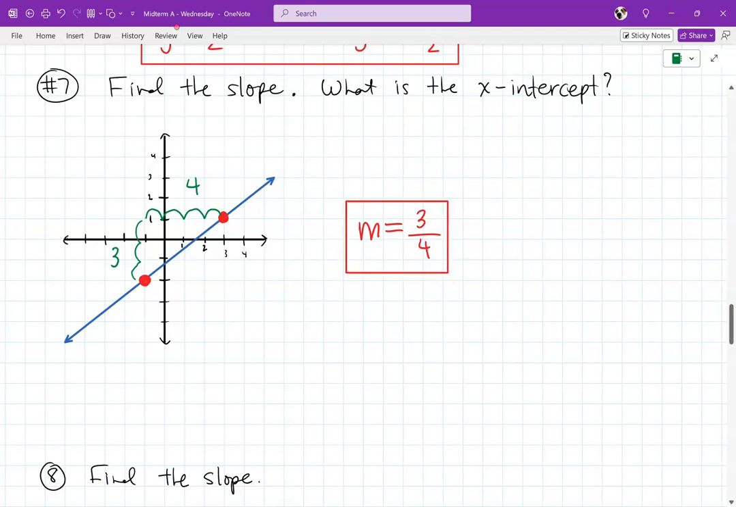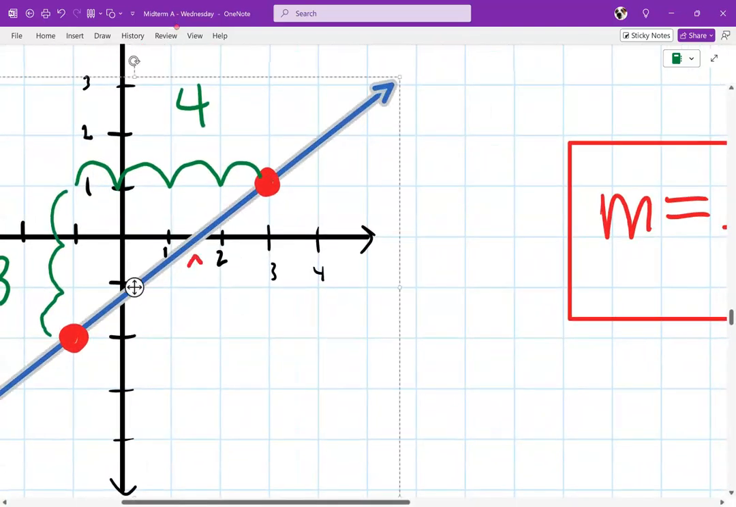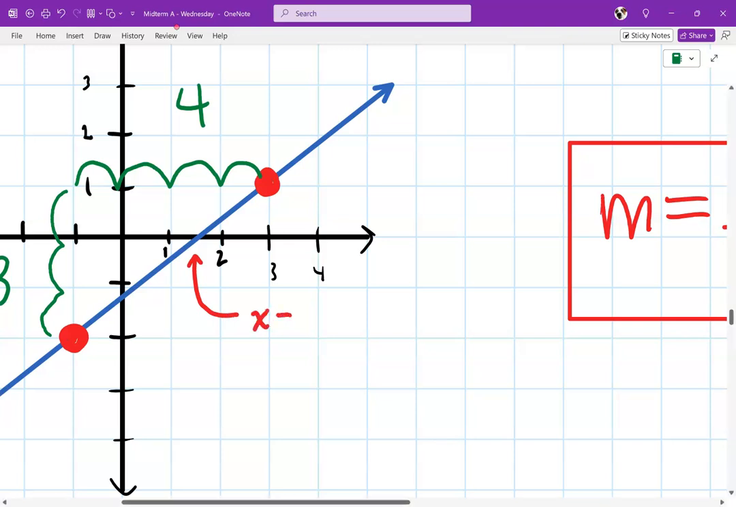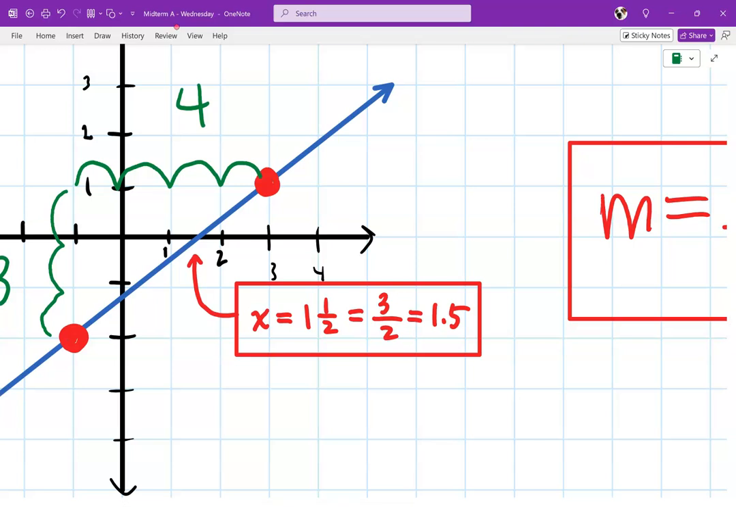Okay, and then they ask me, what's my x-intercept? Where does it cross the x-axis? So if I look, it's right there. And I'm going to say at about 1.5. Or you could say 3 over 2, or you could say 1.5. It depends on what the option is, okay? If the option says 1.5, then you're going to do 1.5. If the option says 3 over 2, pick 3 over 2, or if it says 1.5, pick 1.5. But that would be my x-intercept.